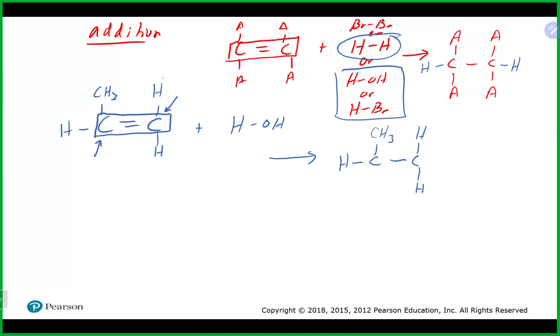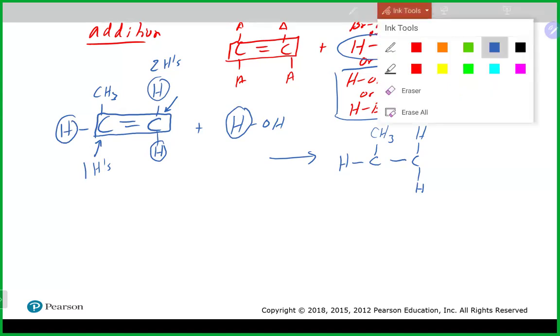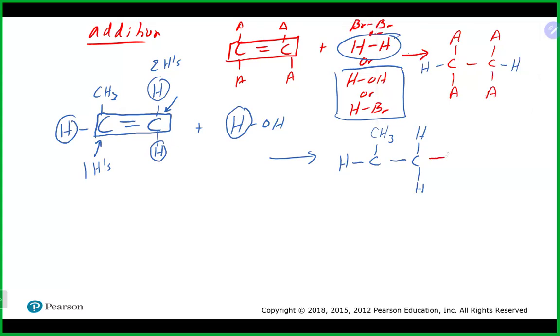If we look at the one on the right here, the carbon in the double bond directly attached has two hydrogens. Over here on the left, this one has only one hydrogen. So Markovnikov's rule is that the hydrogen will always go to the carbon that started with the most hydrogens. In this case, we would put the hydrogen on the carbon on the right, as it had more hydrogens to begin with. That means we would then put our OH on the other side.